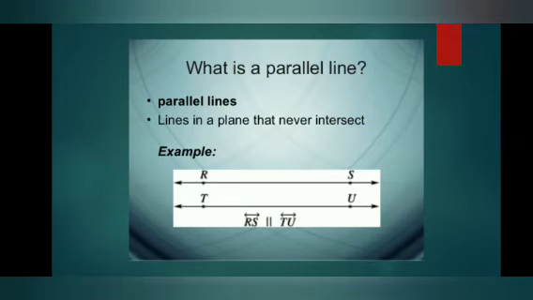Next, what is a parallel line? You have studied in your earlier classes what a parallel line is. Parallel lines are lines in a plane that never intersect. That is, these lines will never meet. For example, RS and TU are parallel lines and these lines will never intersect. Intersect in the sense they will never meet. The symbol for parallel is the two lines which they have given you in the figure.